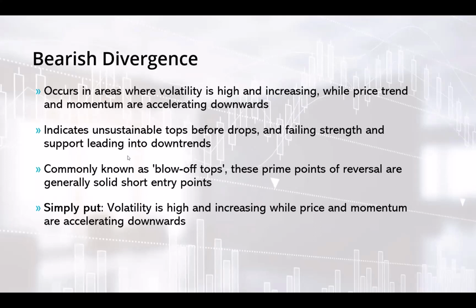And then, summary: when volatility is high and increasing while price is moving downwards, we have bearish divergence, which can be a sign for a bullish trend reversal. So the bullish trend is coming to an end and reverses to the downside, or it can be a pullback or continuation of a pullback of a downtrend. All right, so this is bearish divergence.